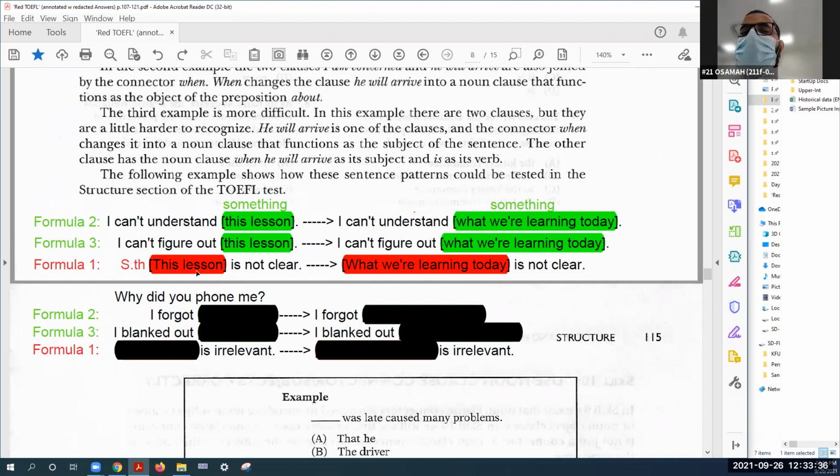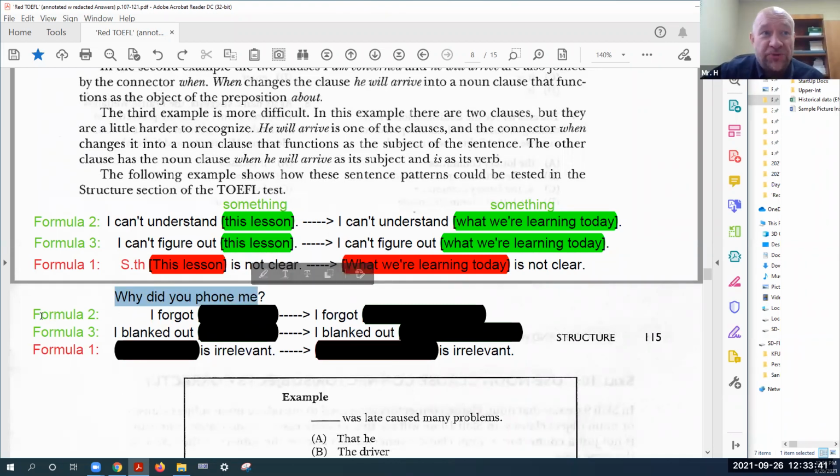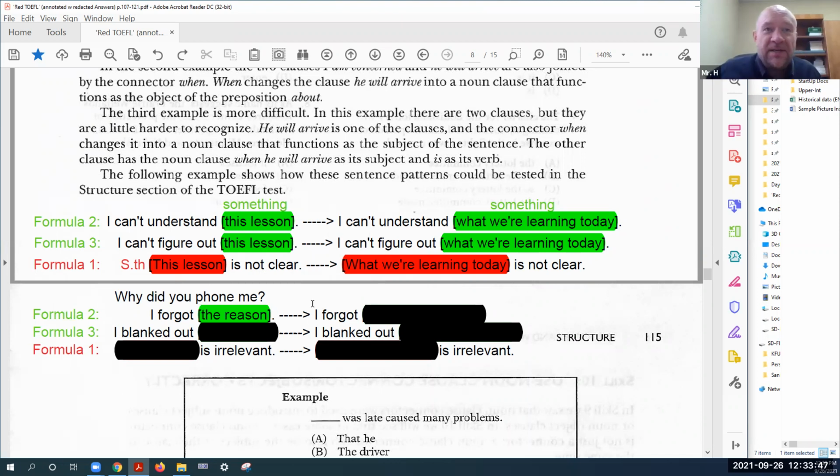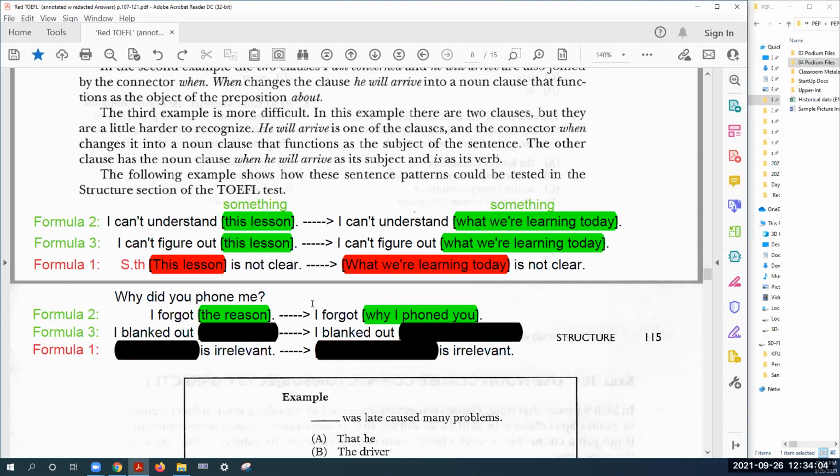Let's try another example. Turki, why did you phone me? I forgot the reason. Make it into a clause. Can anybody make it into a clause? I forgot why. I phoned you. I forgot why I phoned you.